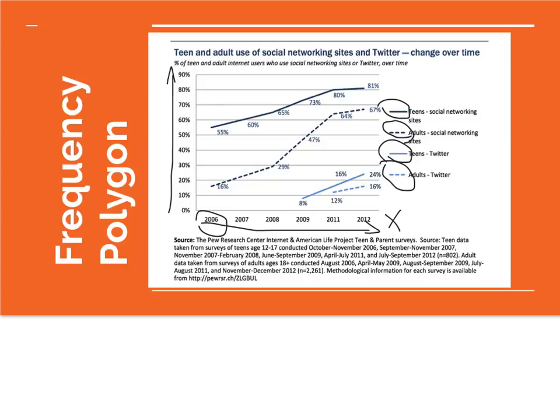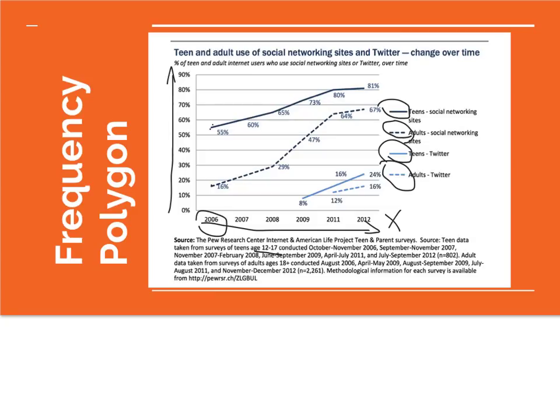In 2006, we can see that 55% of teens from the ages of 12 to 17, the teens that were surveyed, used social networking sites in general. Only 16% of adults that same year reported using social networking sites. All right. Then in terms of using Twitter, no teens were using Twitter, nor adults.